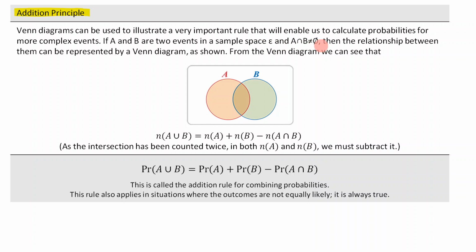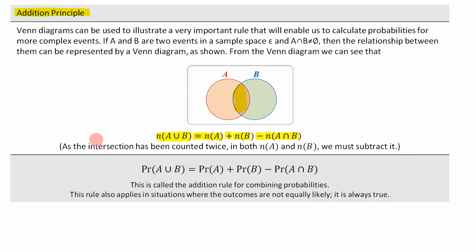is not equal to the null set, so this just means there is a point in which they overlap, then the relationship between them can be represented by a Venn diagram as shown. From the Venn diagram, we can see that, now here's the important bit here. This is saying that the amount in A union B, so the total amount of things here, is equal to the number in A plus the number in B, subtract the number in the intersection point. So you have to subtract away the number in here.